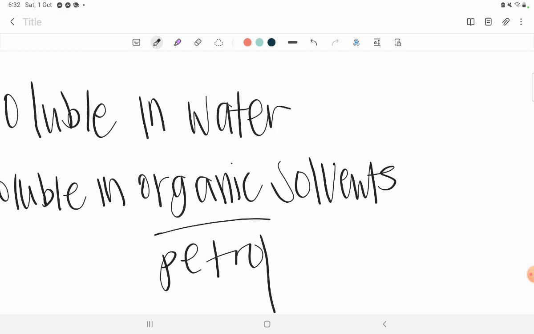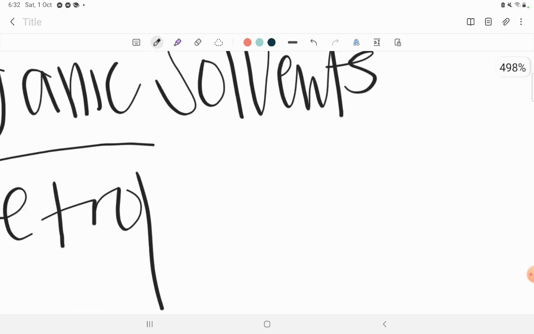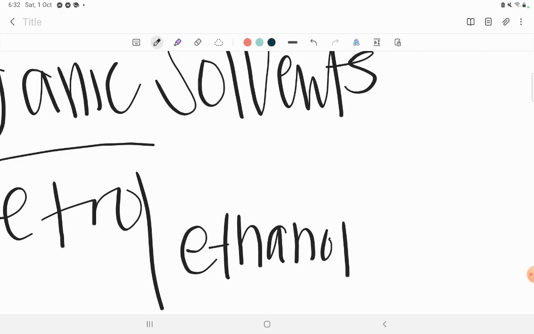Ethanol? Ethanol is an example of an organic solvent. One way to remember is ethanol.